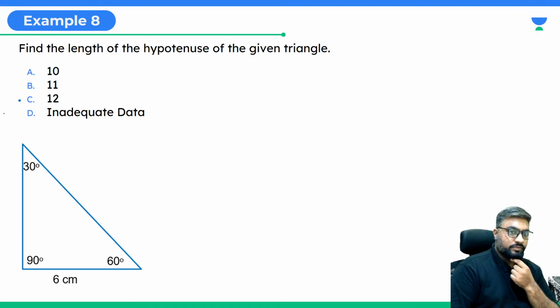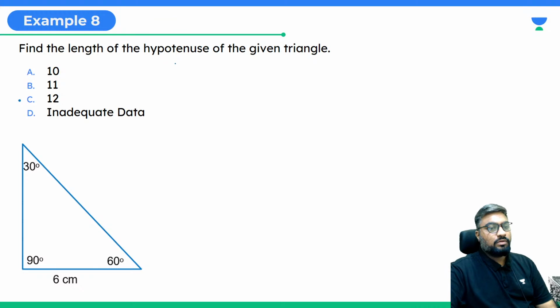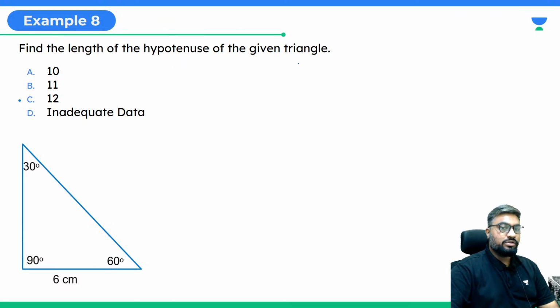Anyone else? So what's the scene here? Look at this. They're saying find the length of the hypotenuse of the given triangle. So this has to be the hypotenuse. Yes, we need to find the length. But what's the problem? We've only been given one side, the other side is not given.